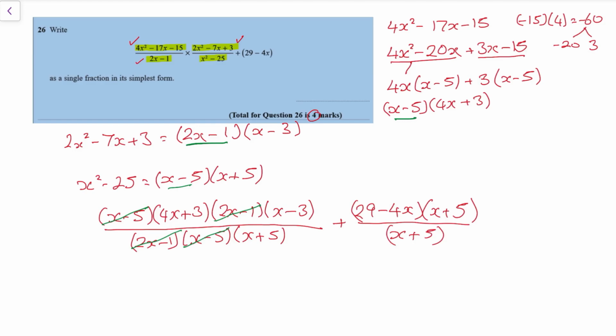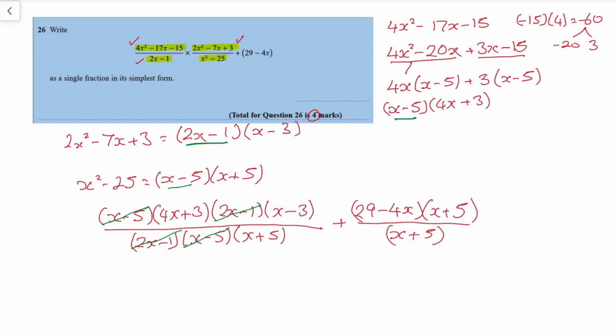Which means I have the same denominator, so I can just add my numerators. On the left, I've got a double brackets. On the right, I've got a double brackets. So actually, I'm just expanding two things. And again, I'm hoping there's going to be a lot of cancelling here, but let's do this carefully.